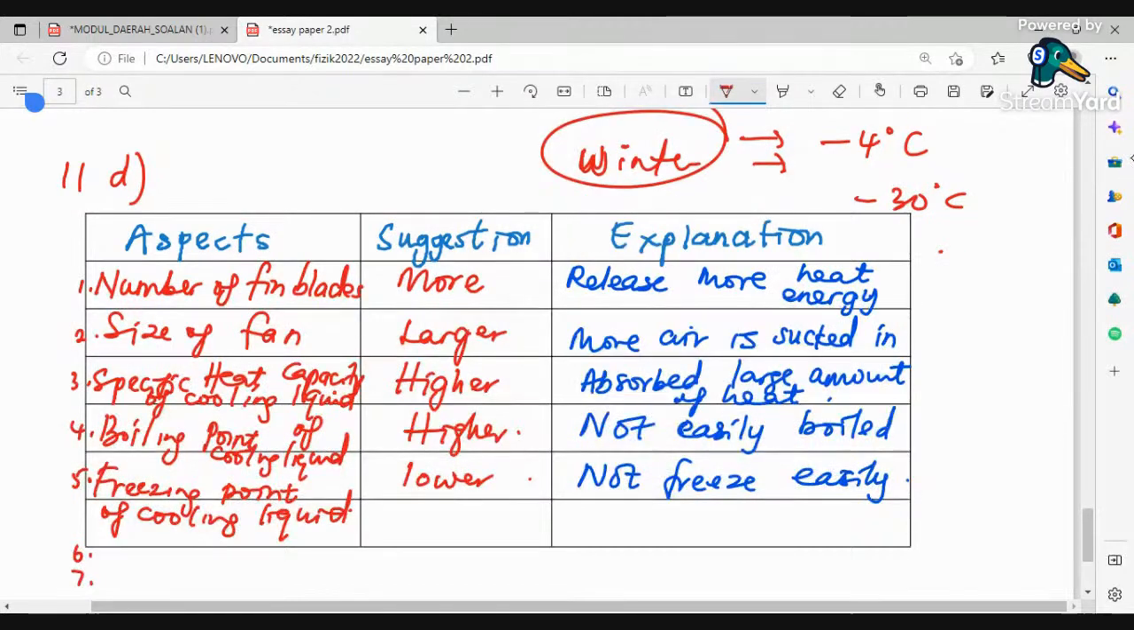Okay, 5 points. So suggestion, one pair. Suggestion cannot be repeated, but reason can be repeated. Explanation can be repeated, and marks.